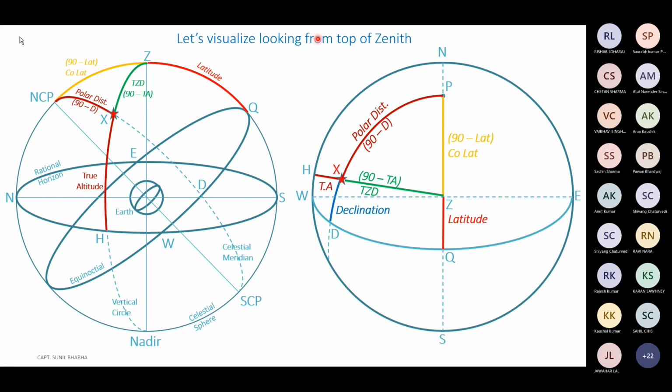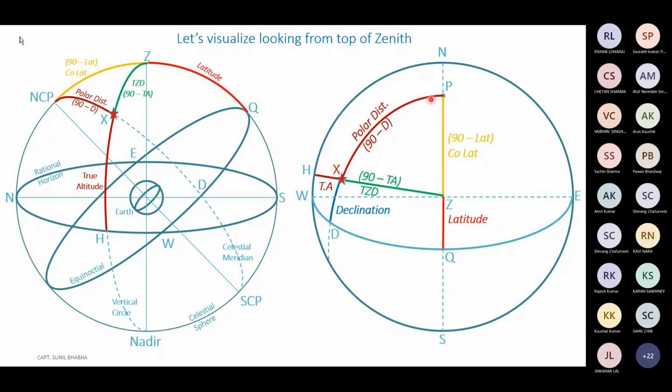Now, beta, going a little more deeply into the PZX triangle, we have seen all the three sides of this triangle. One side, the PZ, the yellow color side, is the colatitude, which is 90 minus latitude. The green color side, ZX, is the true zenith distance, which is 90 minus true altitude. And the maroon color side, PX, is the polar distance, equal to 90 minus declination. Now, we are also able to identify and find out two of the angles of this particular triangle.